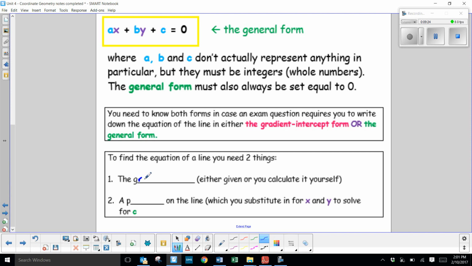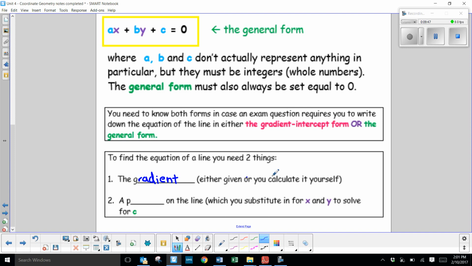Quite often they might give you the gradient in the question, or they might have asked you to calculate the gradient in a previous question. So just be aware sometimes it's given to you. If it's not given to you, you would need to calculate the gradient yourself. For example, if they give you two coordinates, you can use the gradient formula: y2 minus y1 over x2 minus x1.